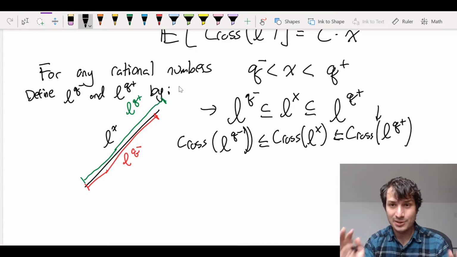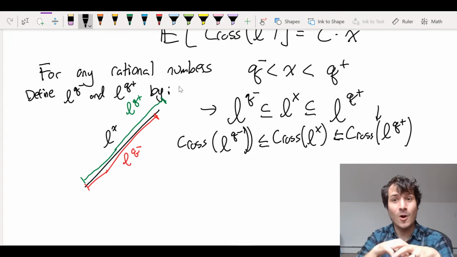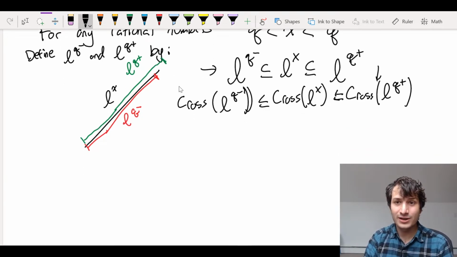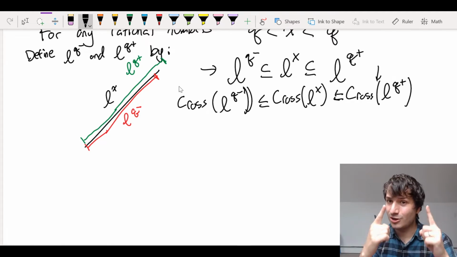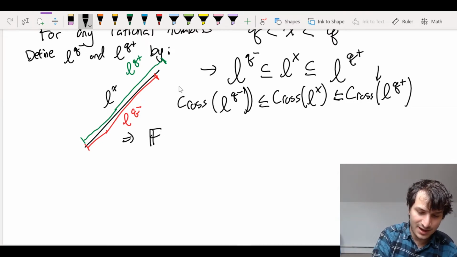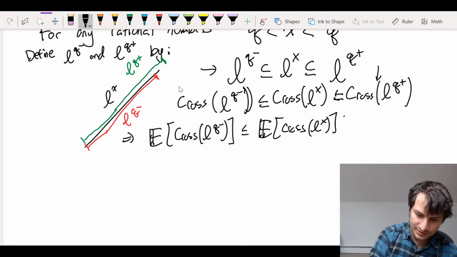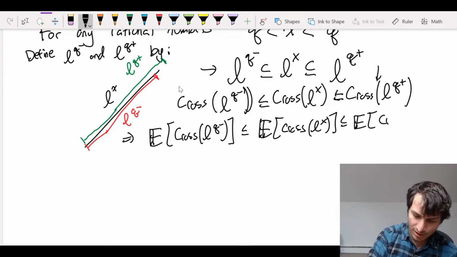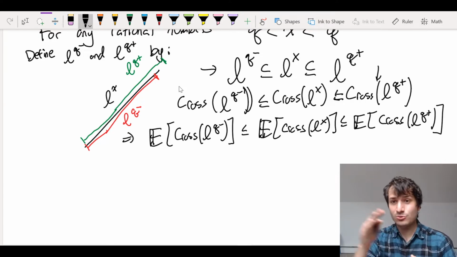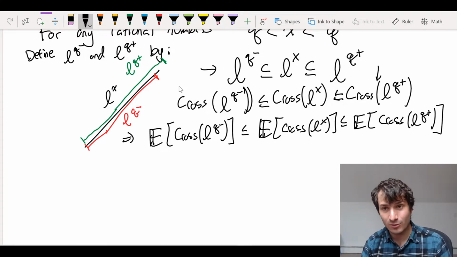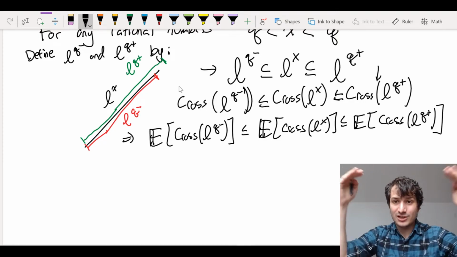So this trick is called coupling in probability. You have two random variables and you find examples of them so that they're always in order. And when they're coupled like this in order, if they're always less than each other, then the expected values are also less than each other. So therefore, the expected value of the crossings of LQ minus is less than or equal to the expected value of the crossings of LX, and that is less than or equal to the expected value of the crossings of LQ plus. Because of the way I've defined them, the actual things are definitely in order, and so their expected values are in order.